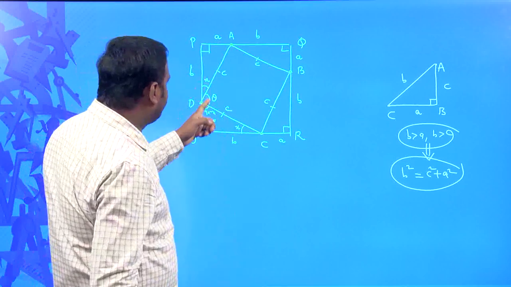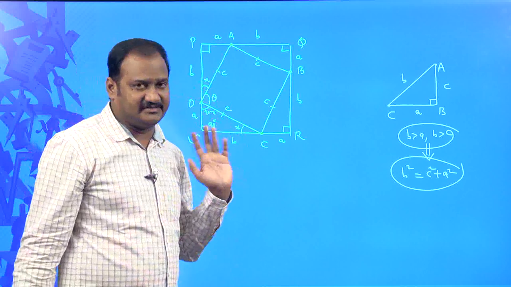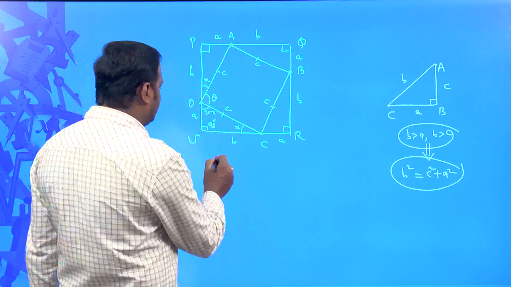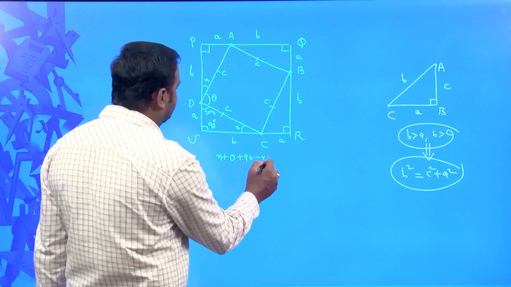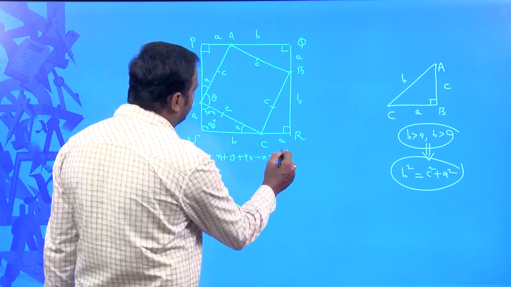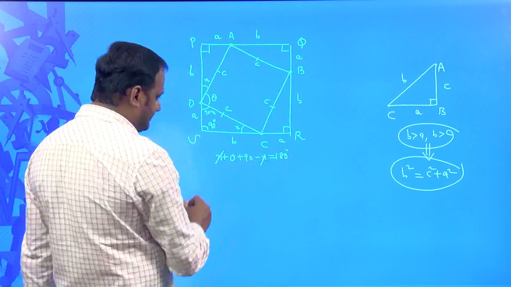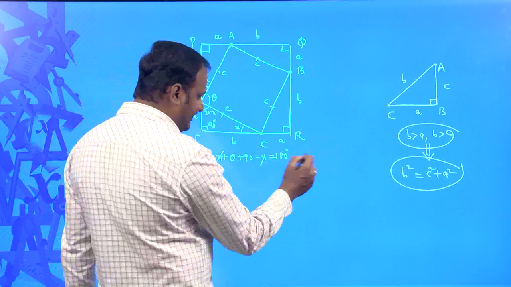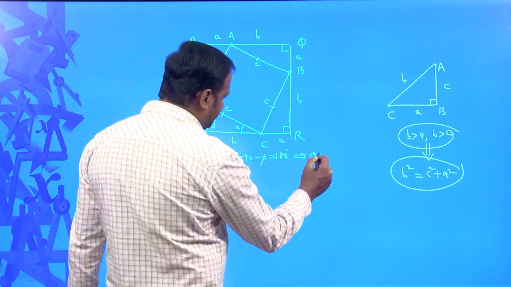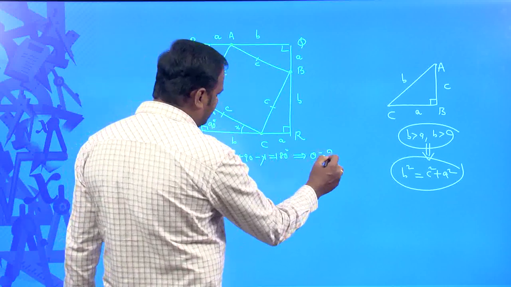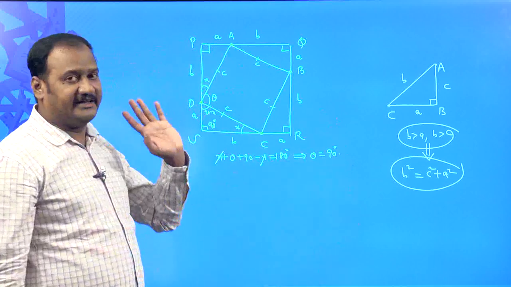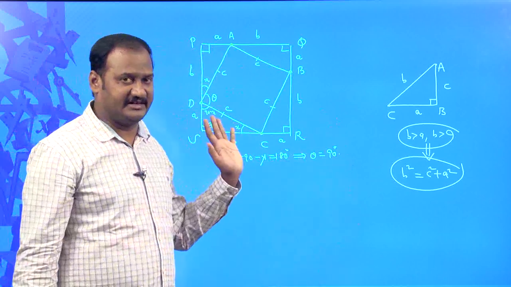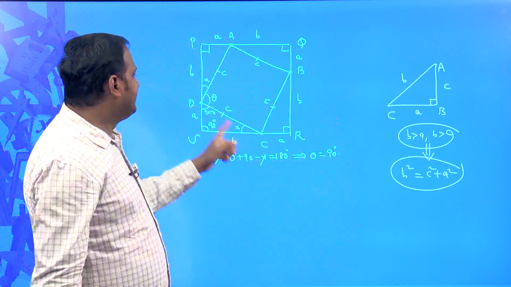The sum of all these three angles is equal to 180 according to the angle sum property of a triangle. Therefore, x plus theta plus 90 minus x is equal to 180 degrees. Minus x plus x cancel. When you transpose 90 degrees to that side, theta is equal to 180 minus 90, which is 90 degrees. What does it mean? This is purely a square, you understand. So ABCD is a square.